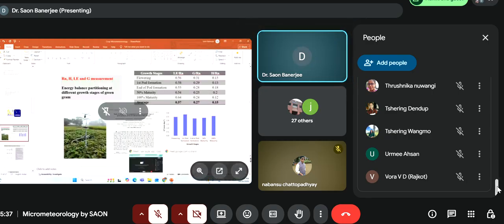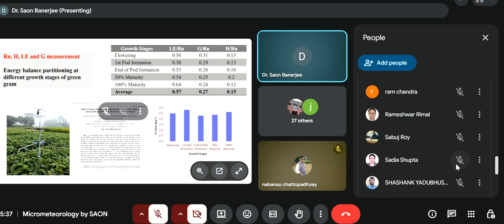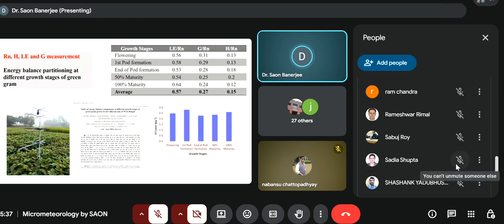So now if you have an eddy covariance tower, it's well and good, fine, but it costs lakhs of rupees, thousands of dollars. So how can we make this type of energy balance study over our crop surface? Let us see this one.